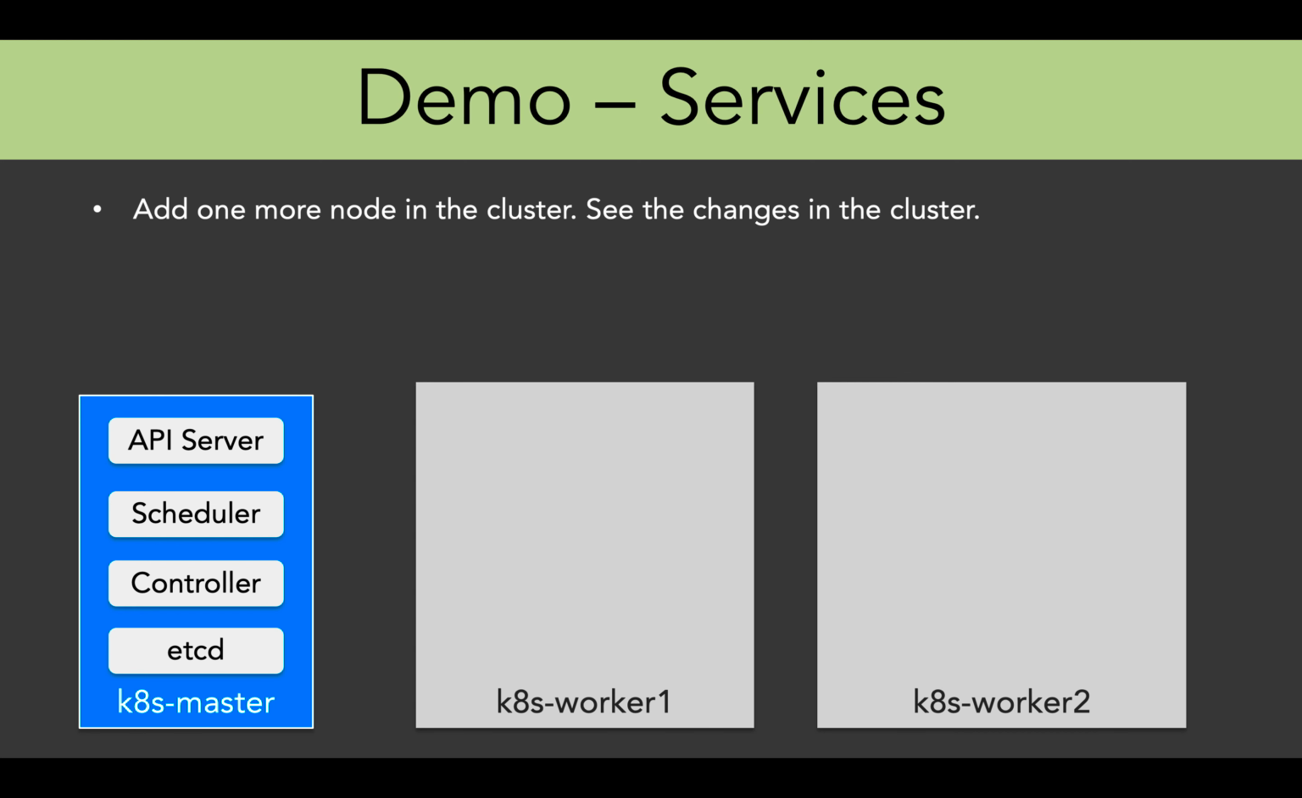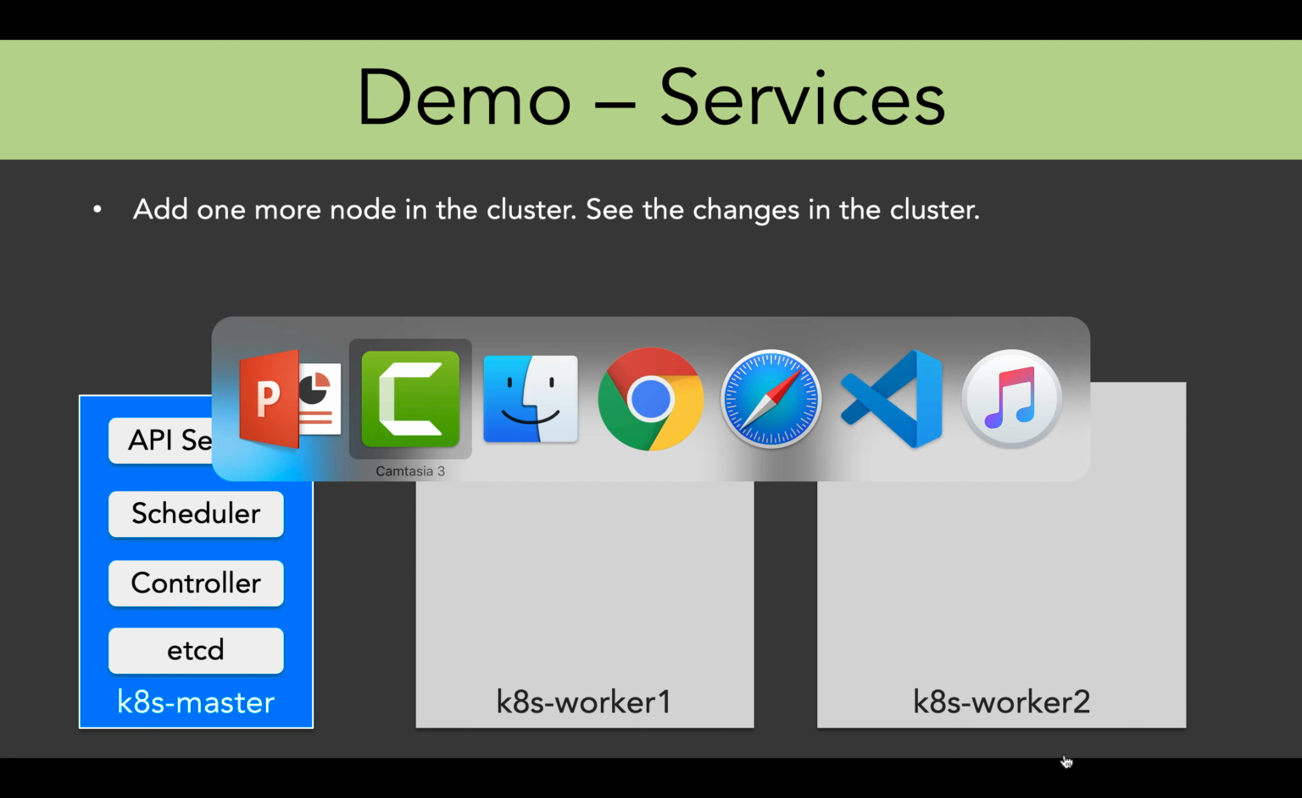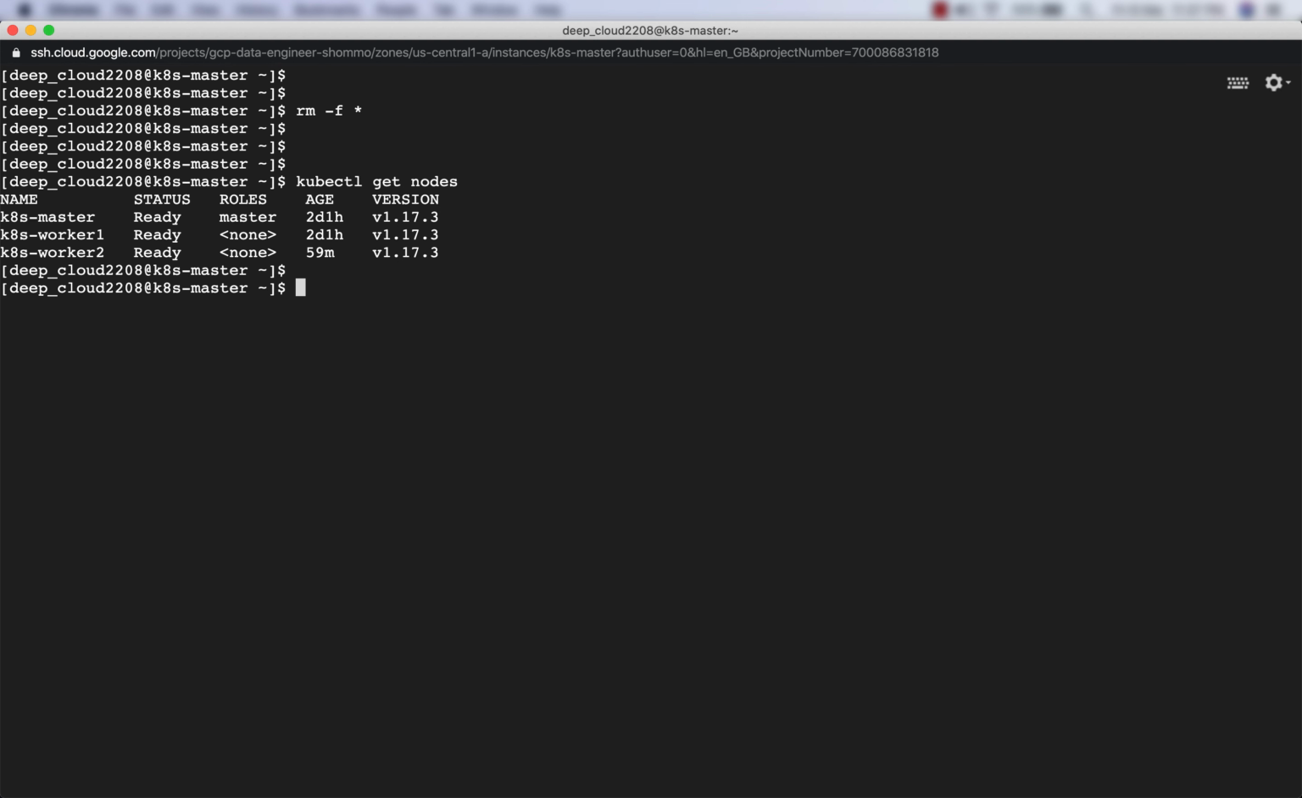So both the clusters have been created. Let us see the changes in the cluster. There's nothing actually. These are the three nodes that we have: k8s master, k8s worker1, and k8s worker2. You can see that it has been created 60 minutes back. I took a little bit of break in between. Anyway, it does not matter. So let us proceed with our demo.